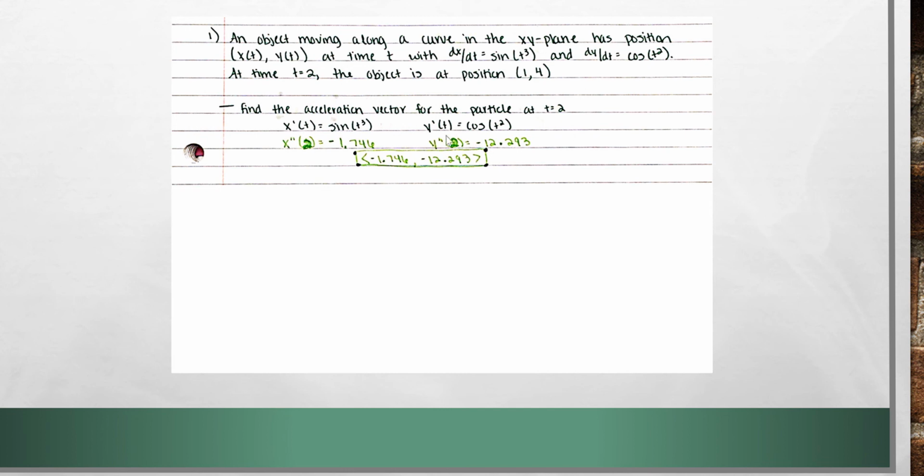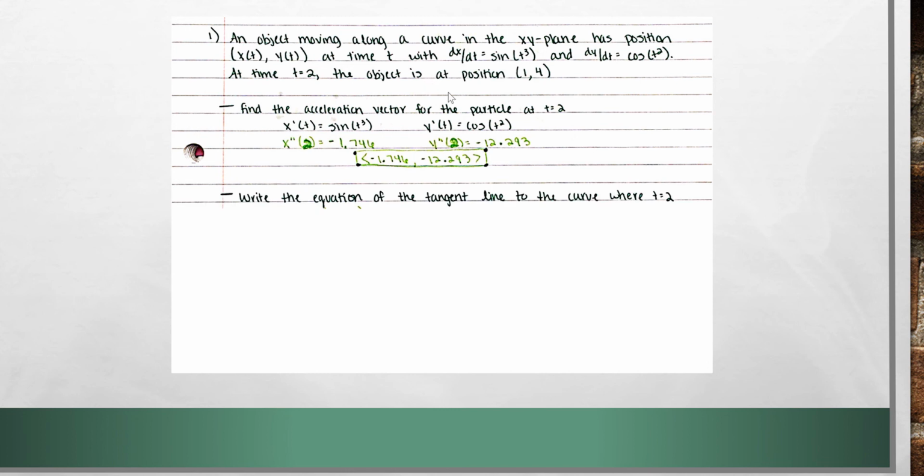And so when we take that derivative and replace t with 2, we have our vector pair, negative 1.746 and negative 12.293.